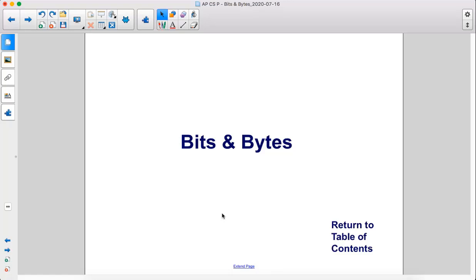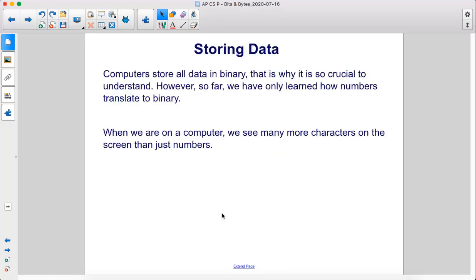Bits and bytes. Computers store all data in binary. That is why it is so crucial to understand. However, so far, we have only learned how numbers translate to binary. When we are on a computer, we see many more characters on the screen than just numbers.